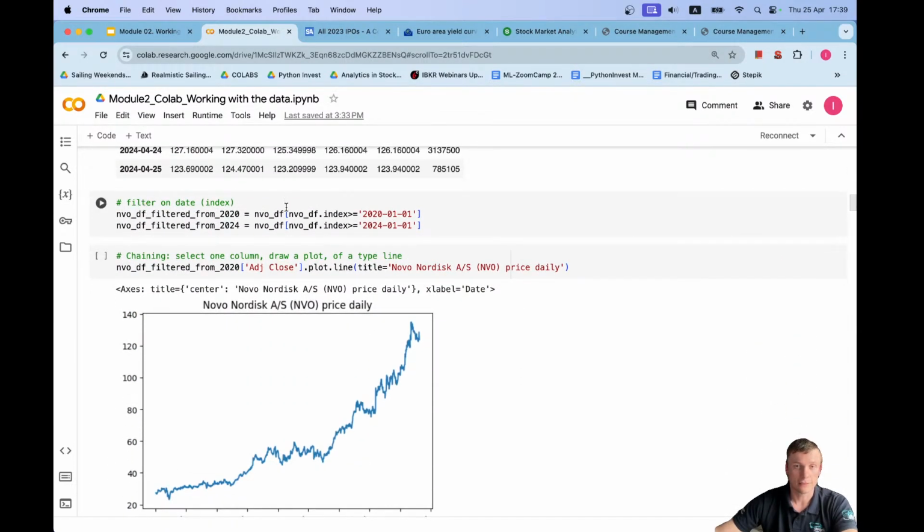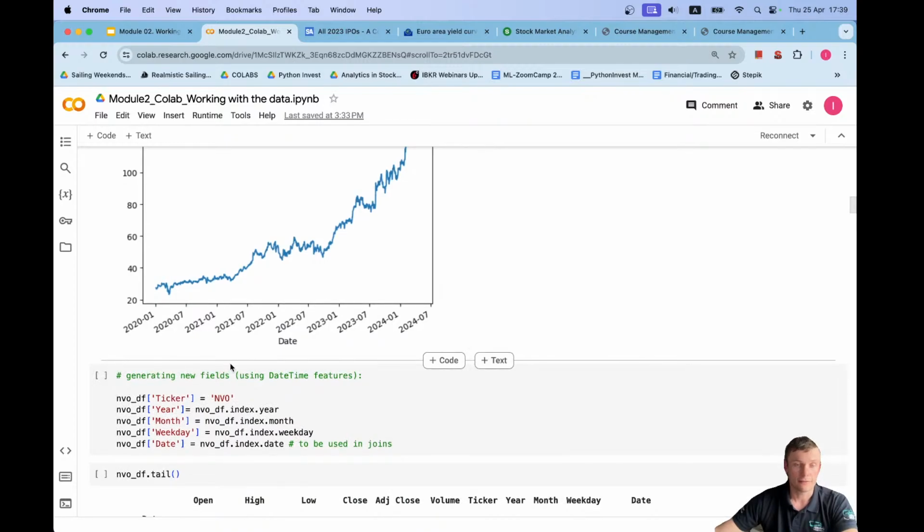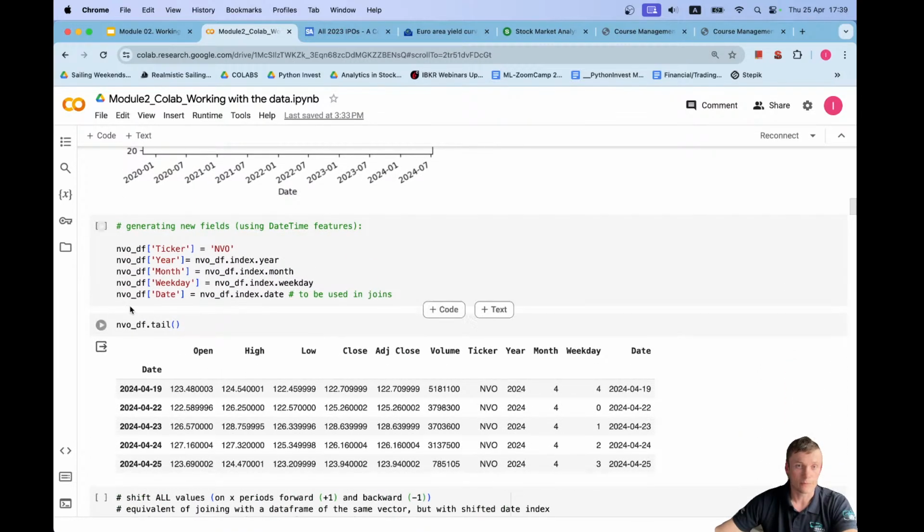I filtered the data frame to represent only the last 5 years, and you can see the visual graph. I created new columns in the data frame: year, month, week, date. I use this date column later for joining with all the other time series.